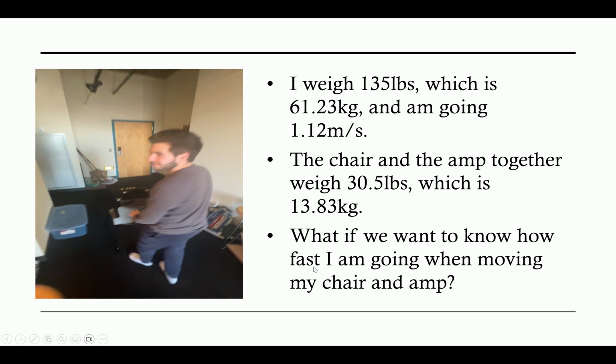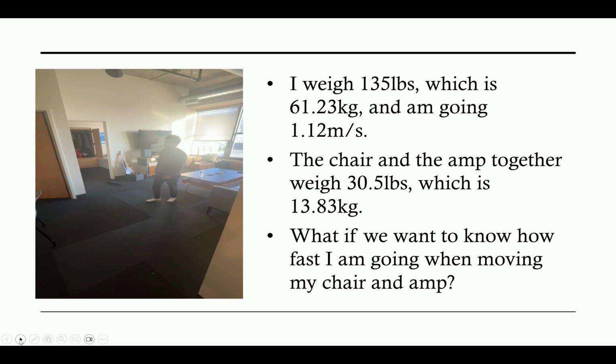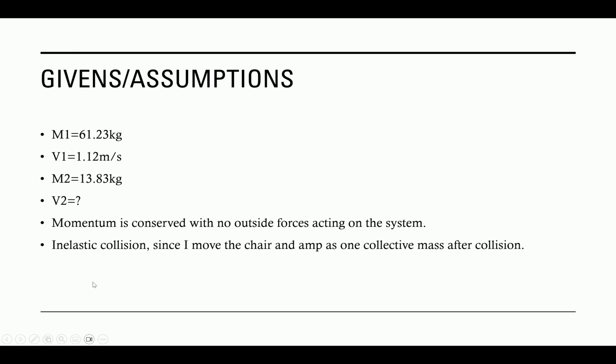So what if we want to know how fast I'm going when moving my chair and amp? Here are our givens and assumptions. Mass 1, which is my mass, is 61.23 kilograms. The speed that I'm moving at is 1.12 meters per second. And the mass of the chair and the amp together is 13.83 kilograms.